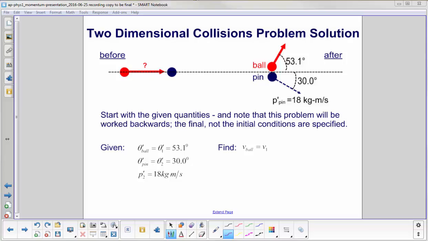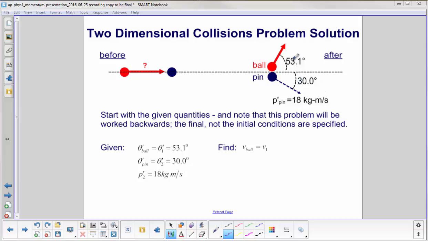Start with listing the given quantities. And that's what we have here. Theta prime ball, and we're going to rename that theta 1, just again, instead of writing ball all the time, we'll just write 1, is 53.1 degrees. Theta prime pin, and we'll rename the pin object 2. Its theta is 30 degrees, and P2 prime is 18 kilogram meters per second.